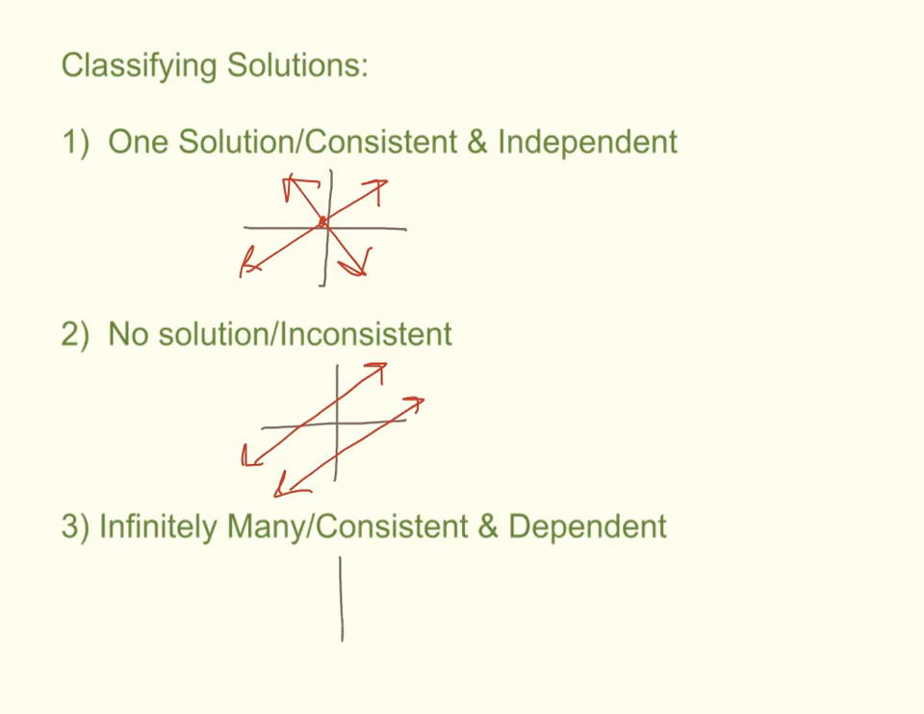Last but not least is infinitely many, or consistent and dependent. So consistent and dependent looks like this: you're going to graph a line, and then when you go to graph the second one, it's going to graph directly on top of the first one. They share every single point because they are the same line, and therefore they're consistent and dependent, or have an infinite amount of solutions.